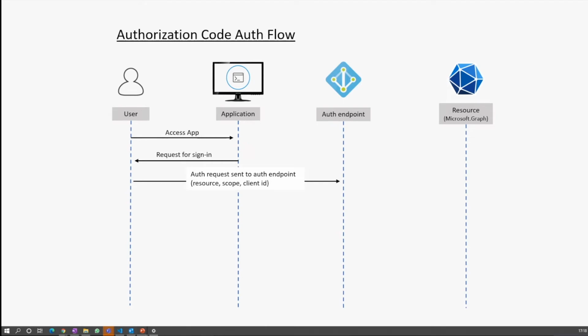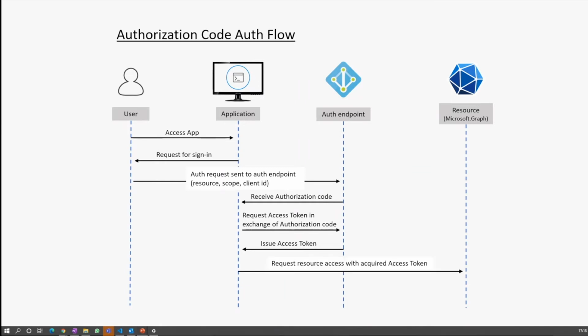The authentication endpoint will validate that request, and if the request is validated, then the application receives an authorization code. This authorization code can be used by the application to request an access token, and finally the access token is issued to the application, which the application can now use to access the resource, that is the Microsoft Graph. So this authentication flow is the delegated permission type because it requires a user sign in, and these are all the steps that are involved.